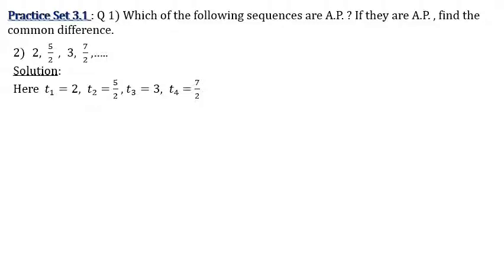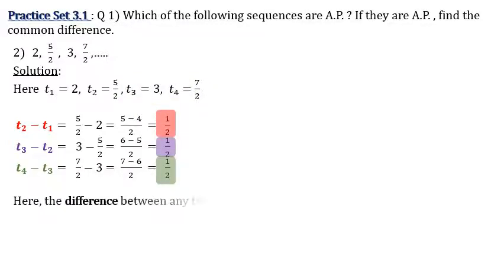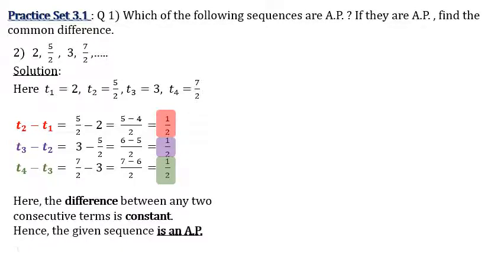So let us first find the difference between T2 and T1. Next, we find the difference between T3 and T2. Next, find the difference between T4 and T3. Observe that the difference between any two consecutive terms here is a constant. Therefore, the given sequence is an AP with d equal to 1 upon 2.